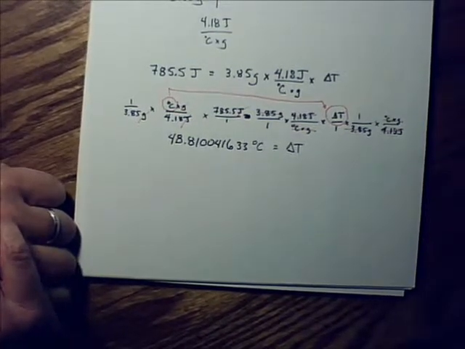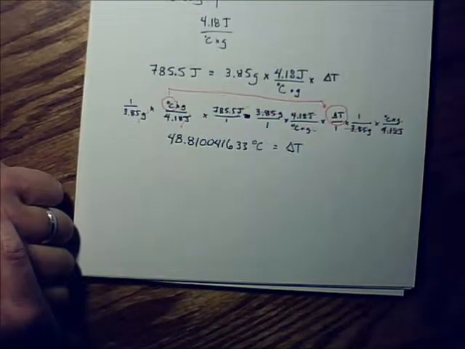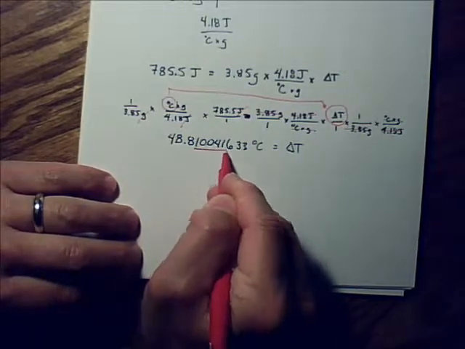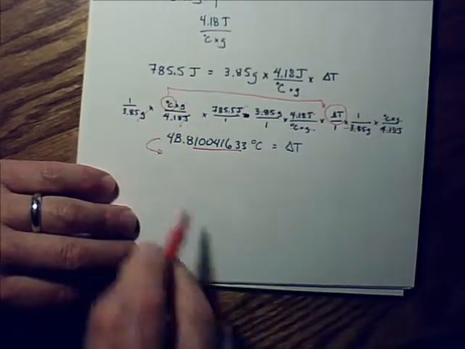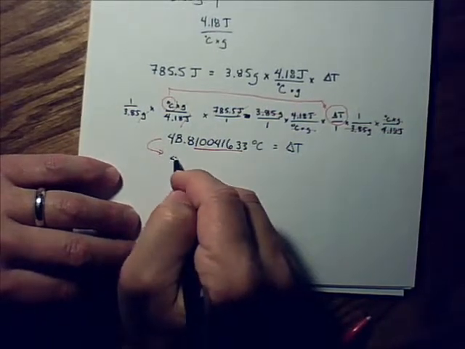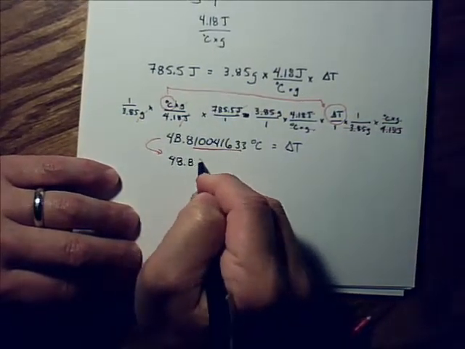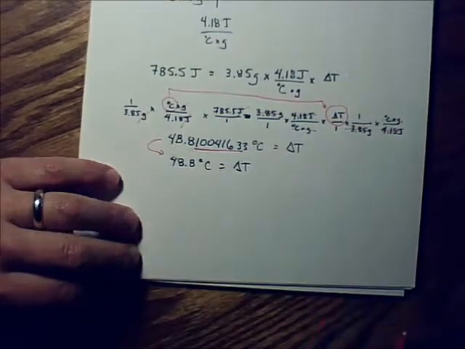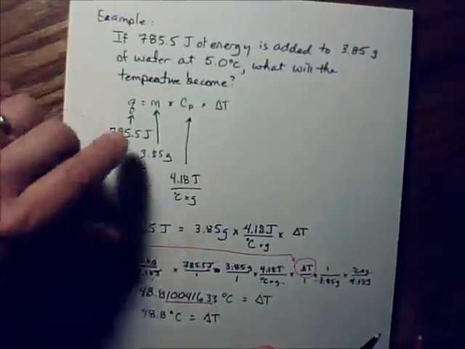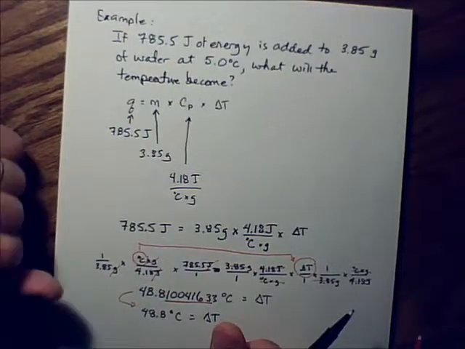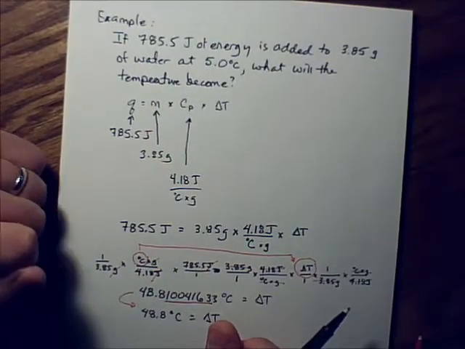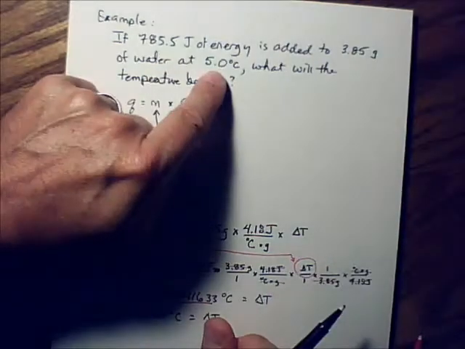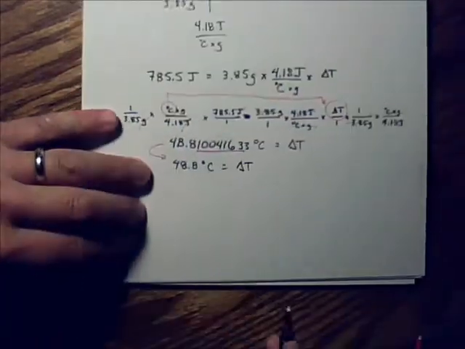How many digits do we need in this answer? 3. Where do I start underlining? The one that's right after the 8, right here. Round off to 48.8 degrees C is the change in temperature. But we want the temperature itself, right? The question says, what will the new temperature be? What will the temperature become? Since we're adding heat, we're going up. So we just add that number to what we started with.